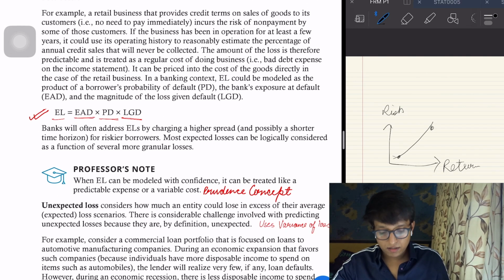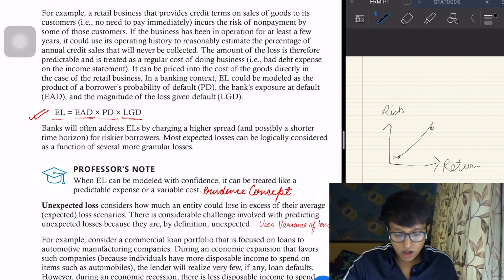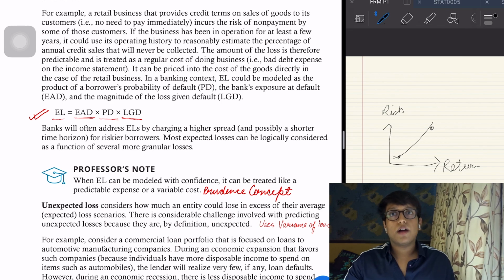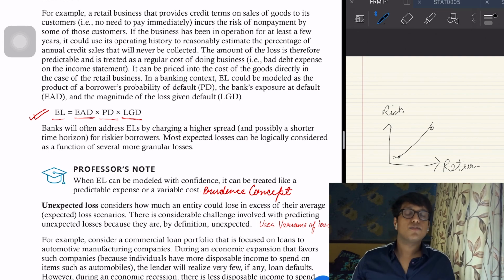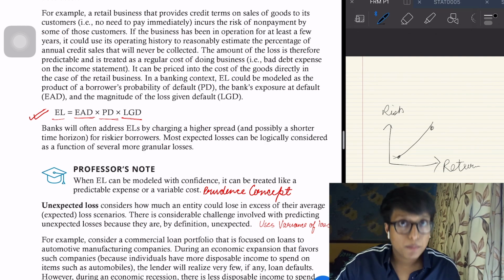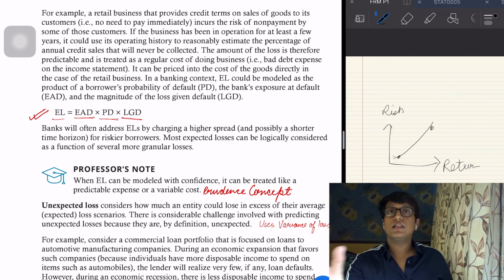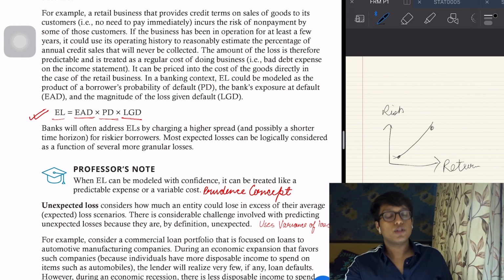And again, the professor's note says the same thing which I told you, that the banks can provision for it since it's a predictable expense. Usually, three people will default with a 70% loss given default rate, and the bank is confident of it since it has years of data. And this is called the prudence concept in accounting, where you are prudent that these might be expenses, so you already provision for them.